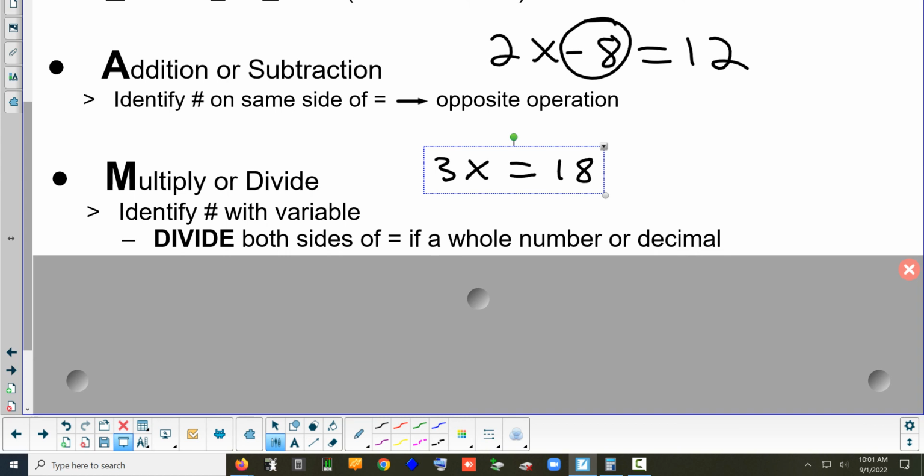If we have a whole number attached to the variable, you wrote this yesterday, or a decimal, we're going to divide. In this case, you could probably divide by 3 on each side without a calculator. But if it's a decimal, and there will be some decimals on the test, you can just use the calculator.